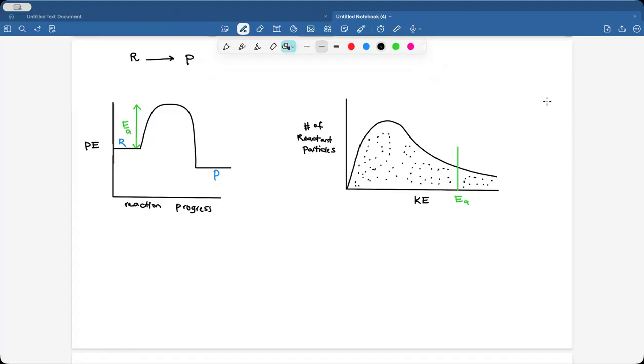Hello, everyone. In this video, I'm going to talk about what a catalyst is and how it helps to increase the rate of a reaction. So a catalyst is a substance that we can add to a reaction in order to speed up the reaction. It's very specific to the reaction, and not every reaction has a catalyst. Some reactions with the help of a catalyst can happen faster.